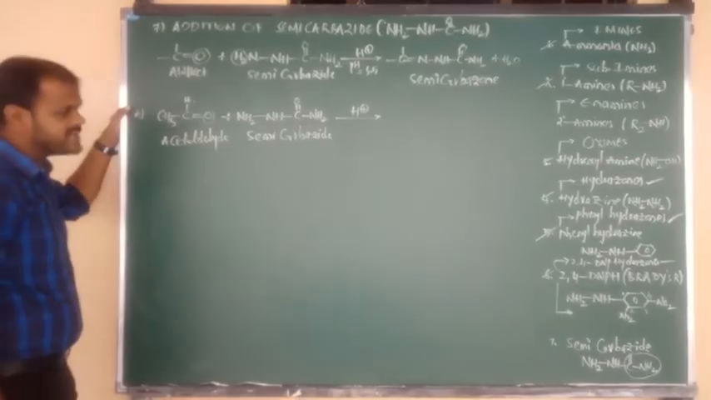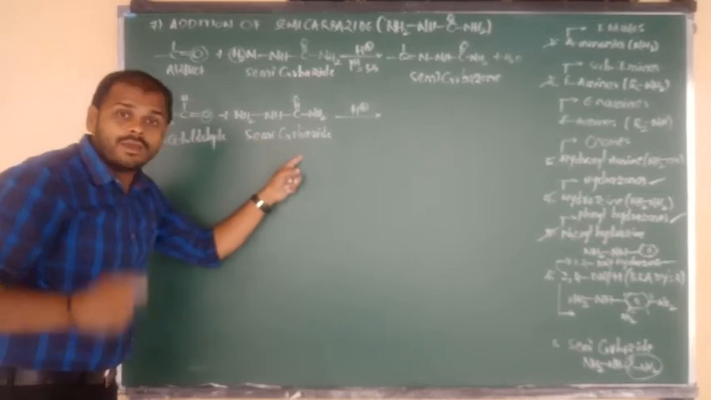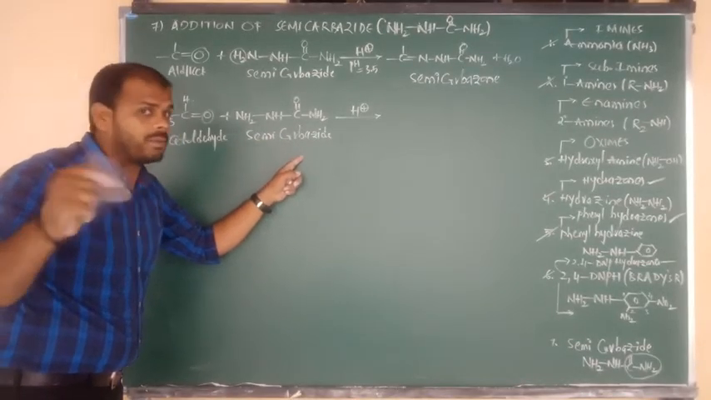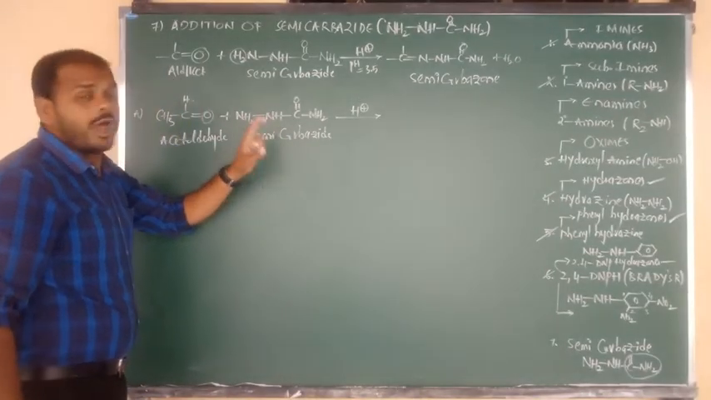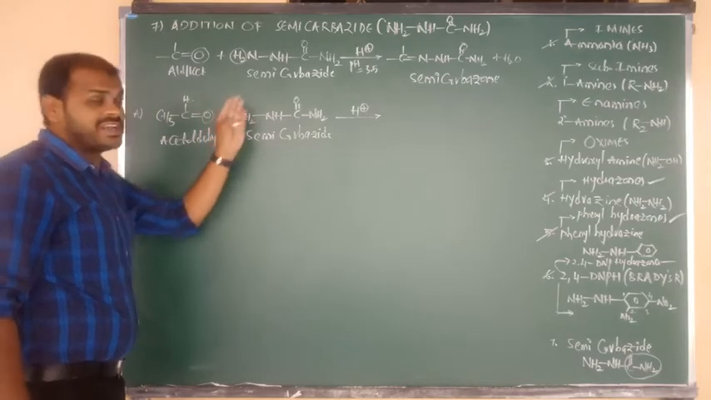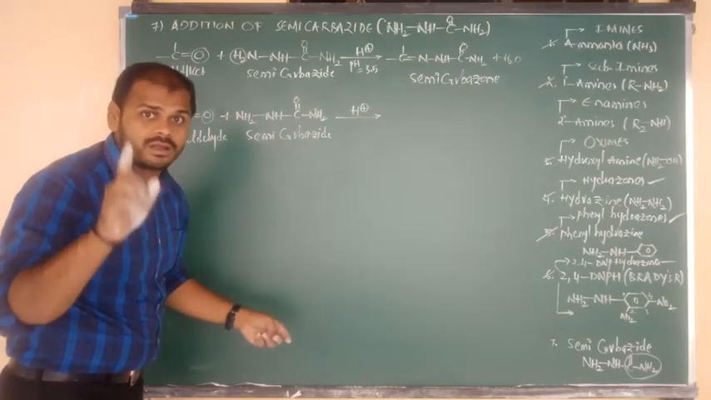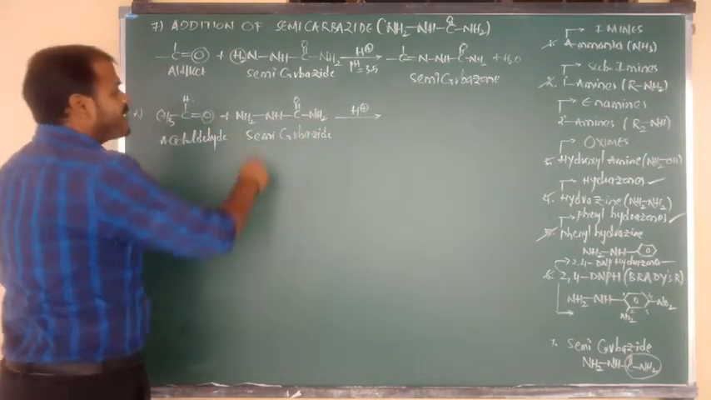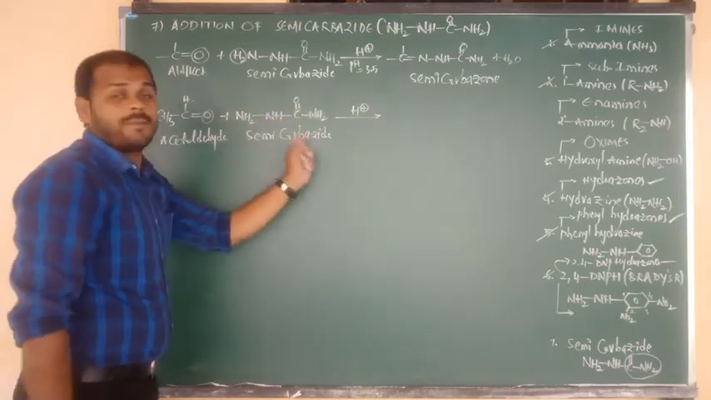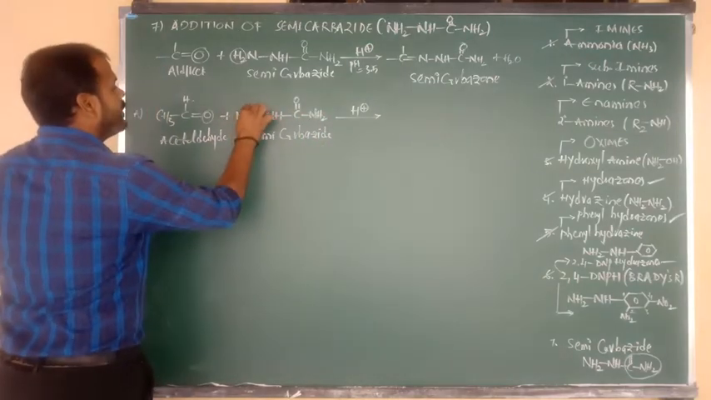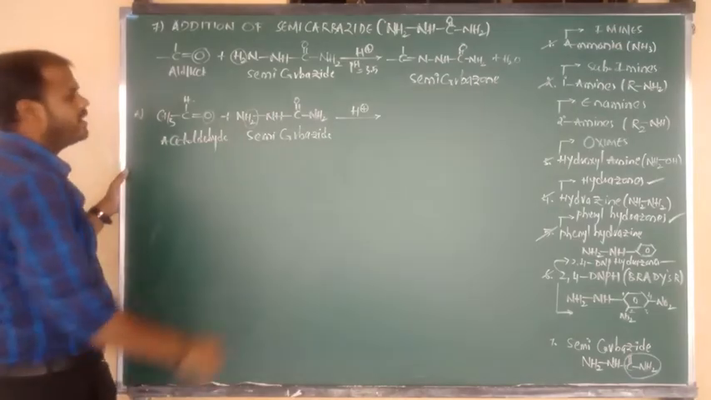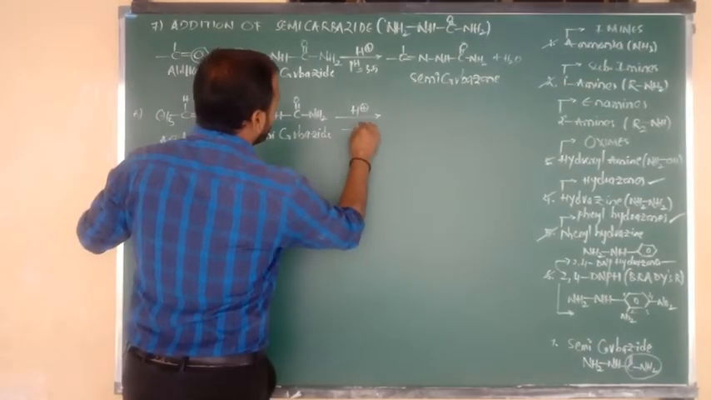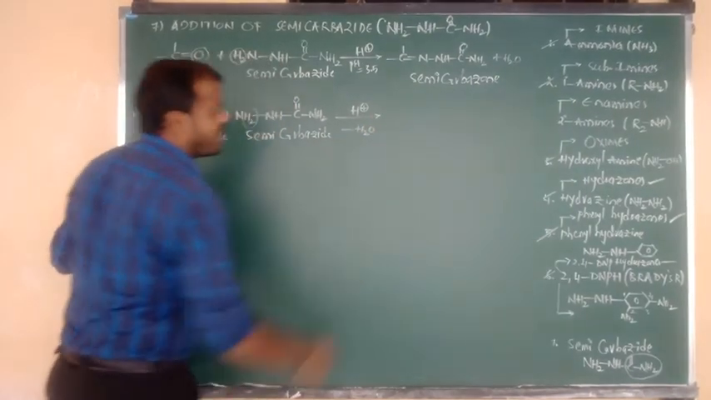So from aldehydes and ketones we have to remove the oxygen, and from semicarbazide we have to remove the H2. But listen carefully. The H2 we have to remove is from the hydrazine form, not from the amide form. So be careful, this hydrogen only we have to remove, beta. So H2 combines with O and is eliminated in the form of water.